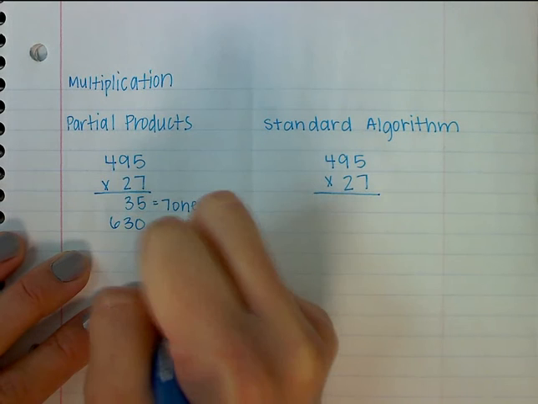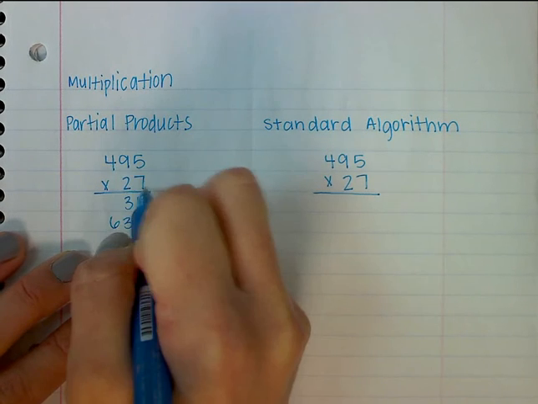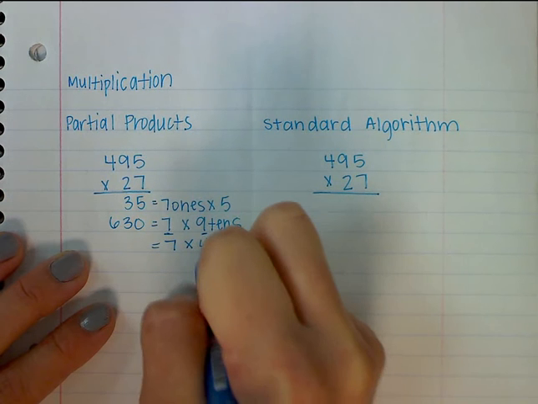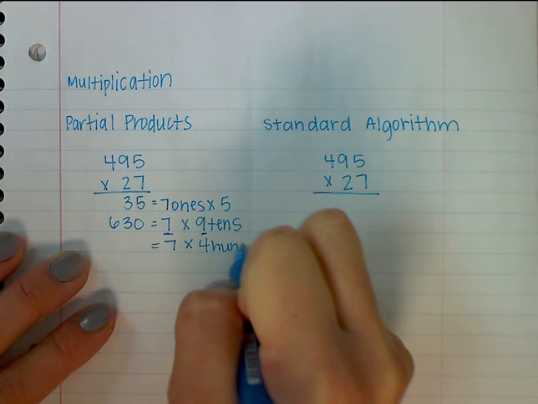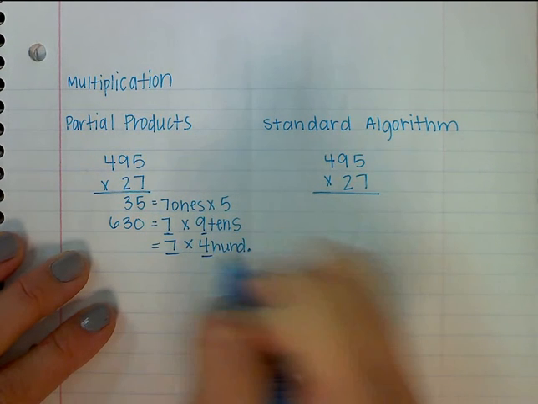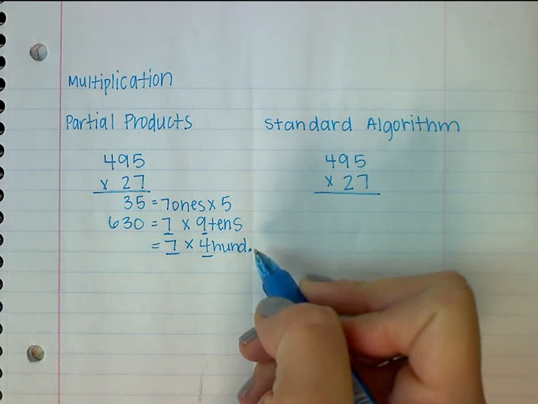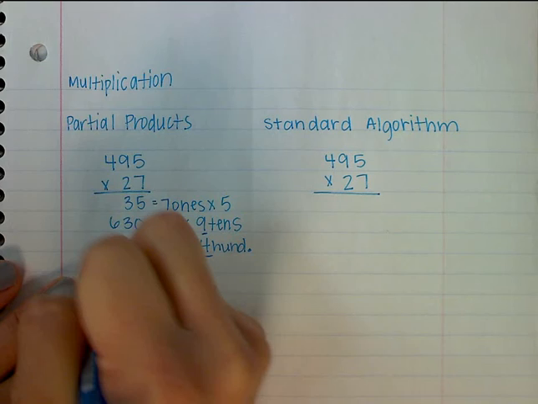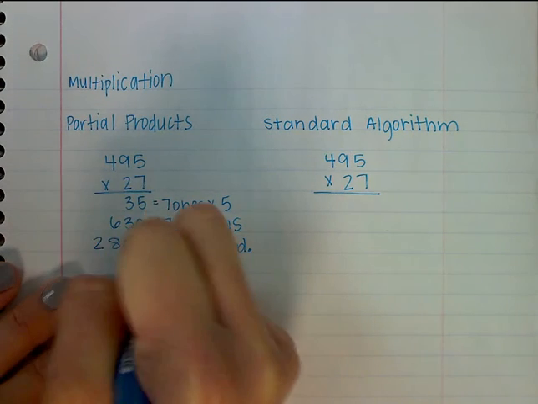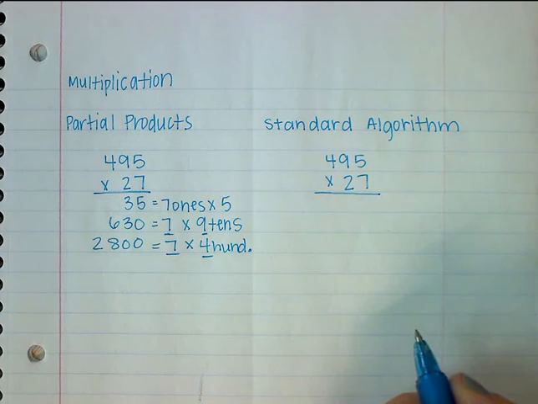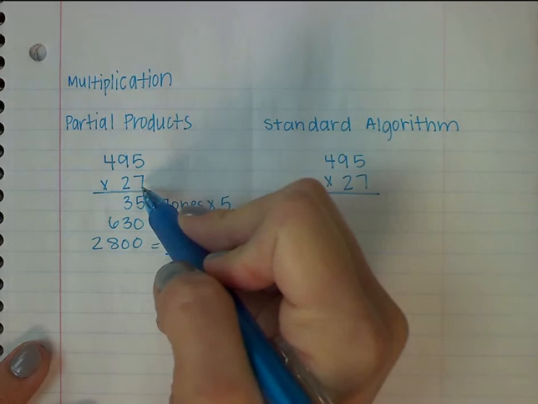And then we have 7, so this 7 still, times 400s. And 7 times 4 is 28, but since it's hundreds, I'm moving it over 2 places to the left. So it's going to be 2,800. So now that I've worked with the 7 ones, I'm going to go to the 2 tens.